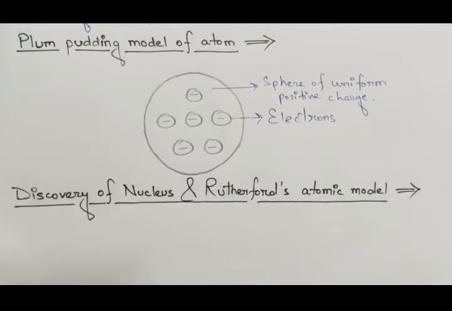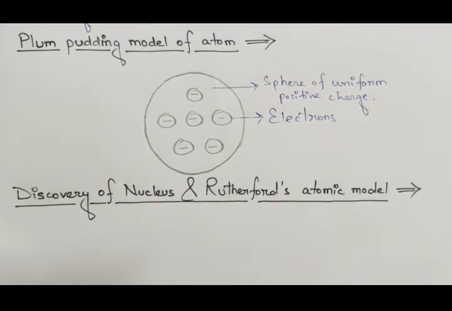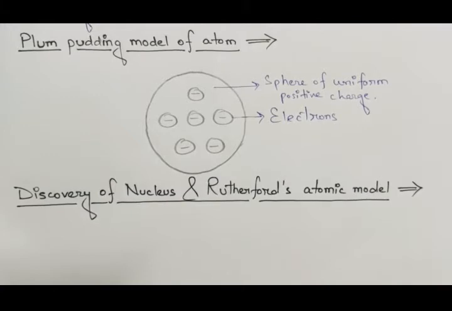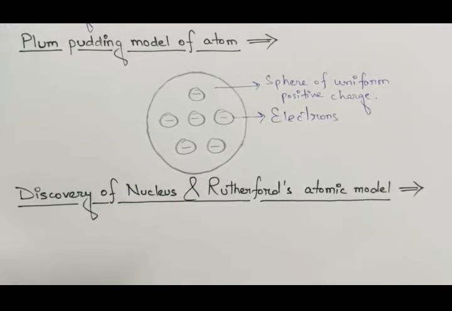Later on, Rutherford was working on another experiment regarding alpha particles on gold foil, and this experiment is known as the gold foil experiment of Rutherford. So let's discuss the gold foil experiment now. And this gold foil experiment led to the discovery of the nucleus and hence Rutherford's atomic model.